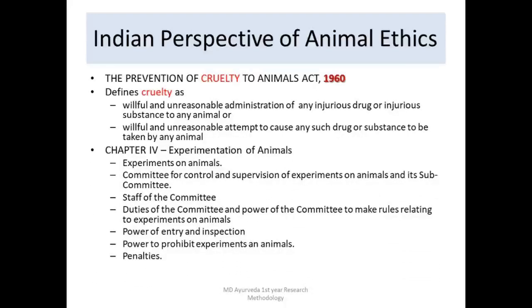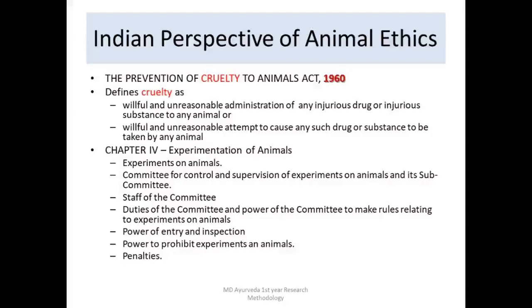The Prevention of Cruelty to Animals Act 1960 contains many chapters. Among these, chapter 4 comprises the experimentation on animals, and it talks in detail about experiments on animals, committees for control and supervision of experiments on animals and its subcommittee, the staff of the committee, duties of the committee, and power of the committee to make rules relating to experiments on animals, power of entry and inspection, power to prohibit experiments on animals, and penalties.